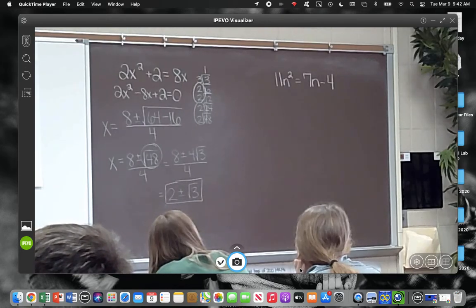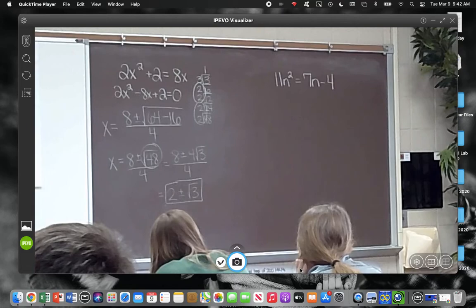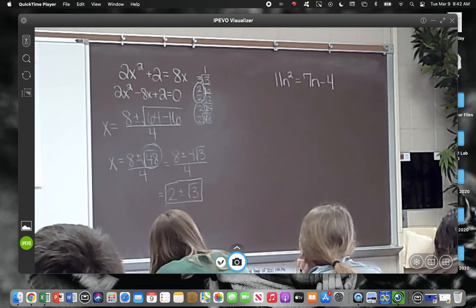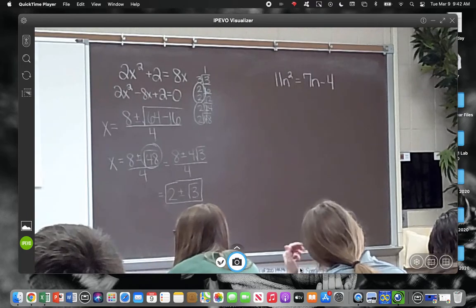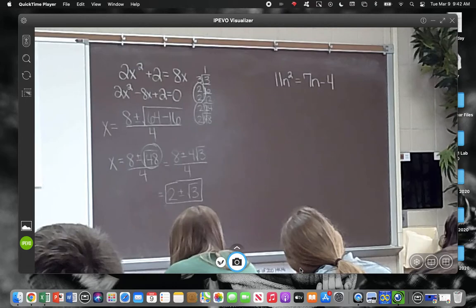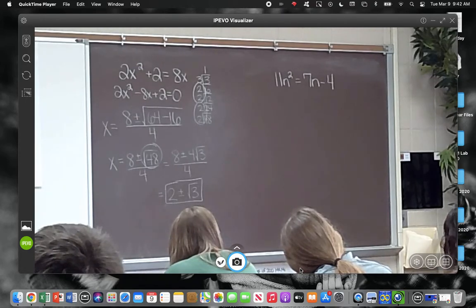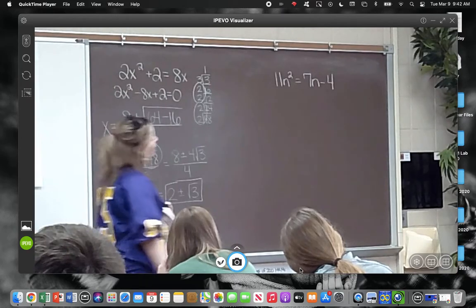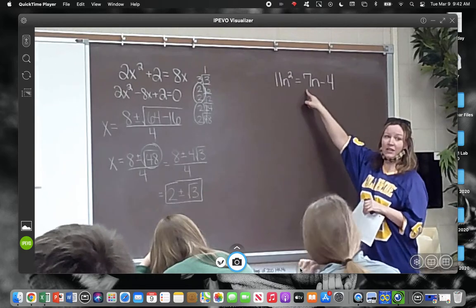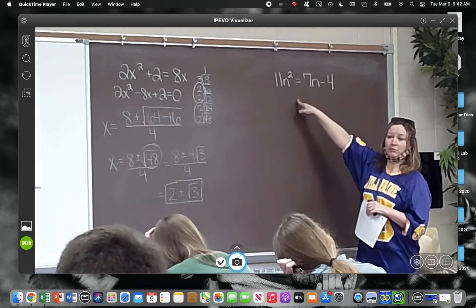All right, now this is not equal to 0. So we have some options. We can subtract the 11n squared over to the right-hand side, or anything that's on the right, we can move it to the left. It does not matter as long as they're all on the same side. So do you want to move this 11n squared over and make it negative, or do you want to move everything? It really doesn't matter.